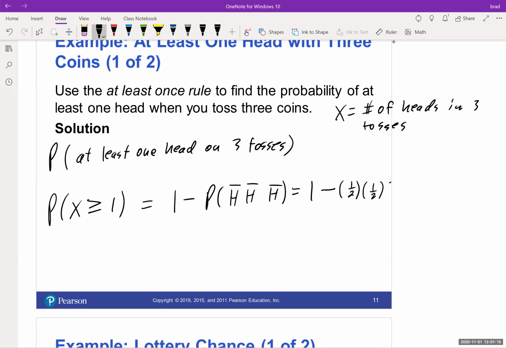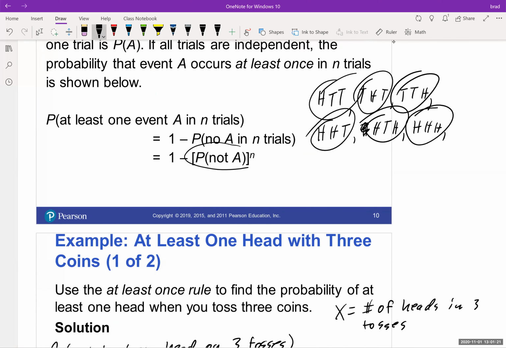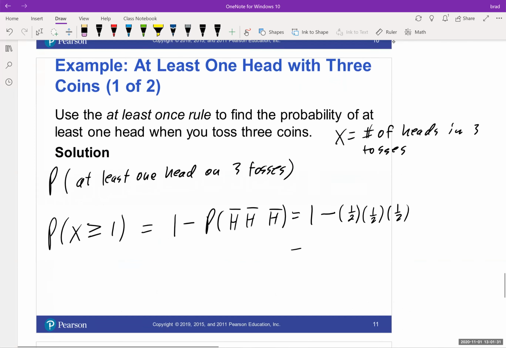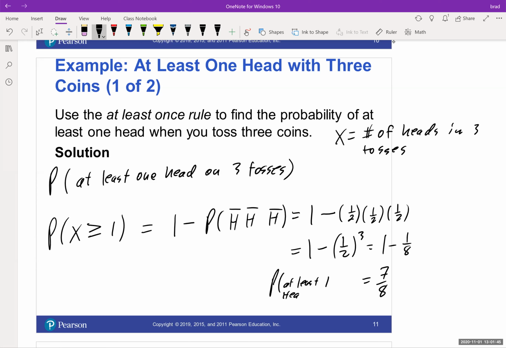And then what's the previous one? Well, it's 1 out of 2 again, right? So that's where they get this from. You see how it says not A to the N number? That's a fancy way of saying, well, we know that you're just doing the same probability 3 times or 4 times or 5, whatever it is. So they do it to that power. So I could easily rewrite this as 1/2 cubed, which is 1 minus 1/8, which is 7/8. So the probability of at least 1 heads is the same as the probability of 1 minus no heads, which is 7/8.